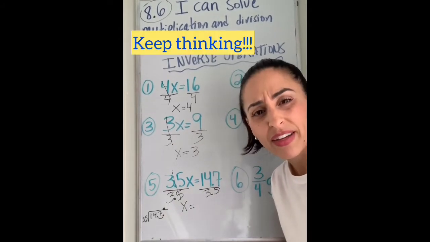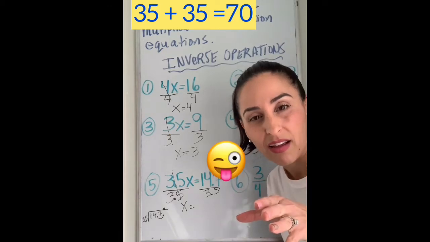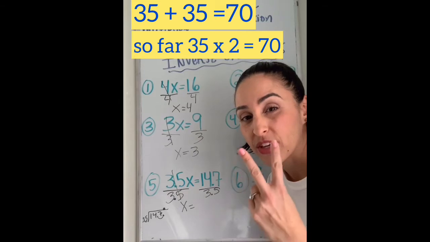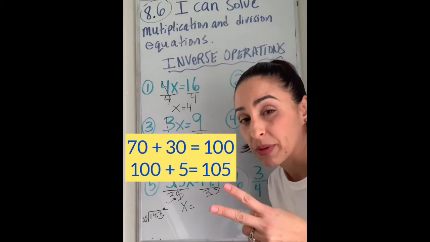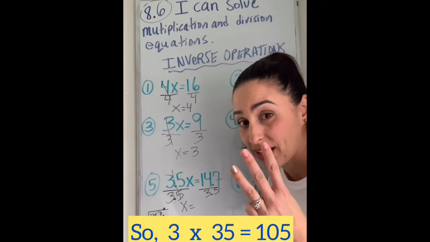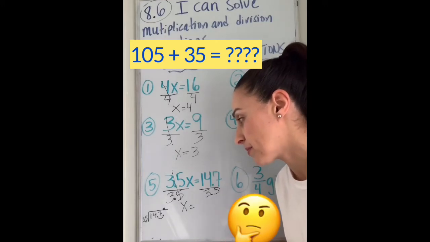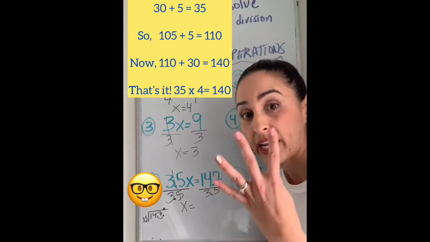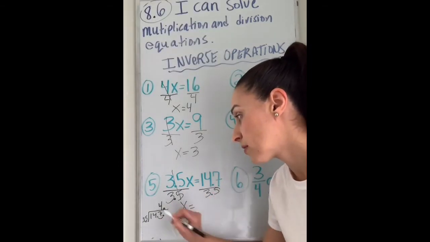Now 35, I know that 35 plus 35 is 70. That's 2 times. 70 plus another 30 would be 100, plus another 5 to give me another 35 would be 105. That's 3 times. Plus another 35. Well, 5 plus 5 is 10 plus 30, 140 would be 4 times. I'm close. Let me try 4.